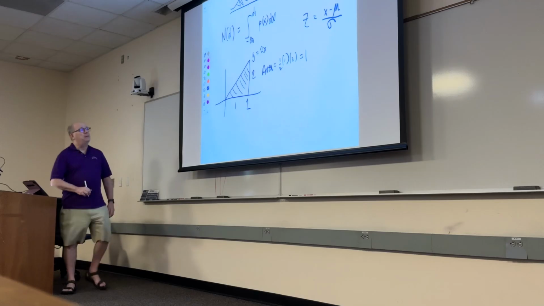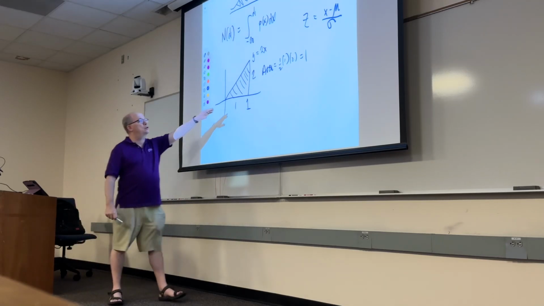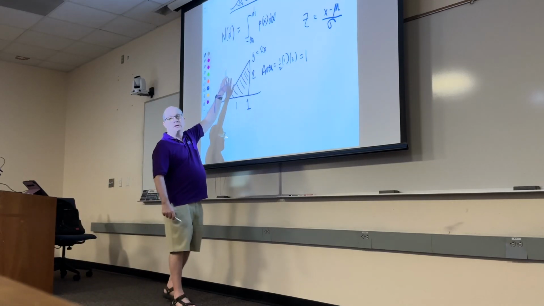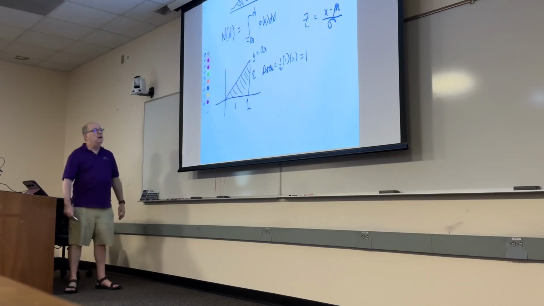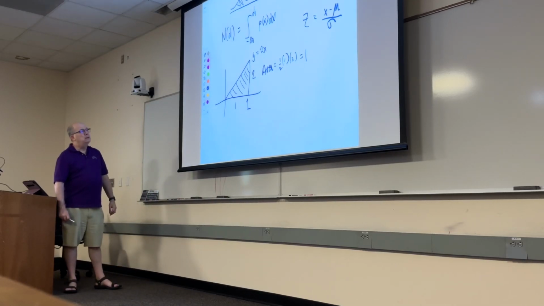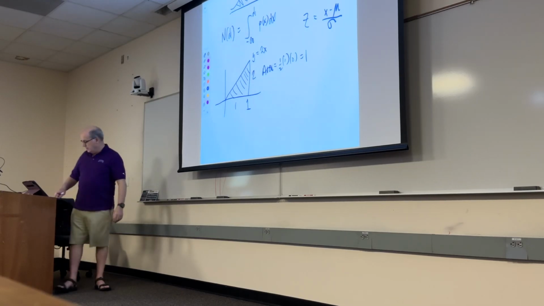Or you could think about this: it's twice as big as a unit square. The unit square would be 1, and twice as big would be 2. Well, it wouldn't be a square anymore, I guess.